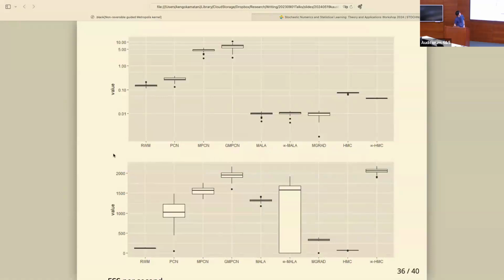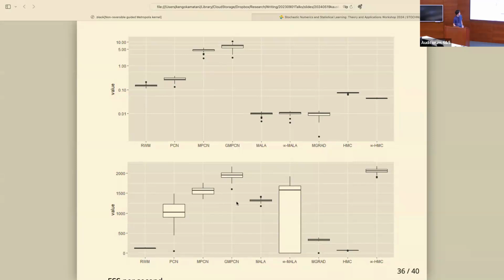So this is random walk Metropolis. This is the effective sample size. And this is another PCN kernel. It's not bad. And this is our proposal. Compared to other methods which involve the derivative operation, these non-derivative methods are better. And the non-reversible one is also better.